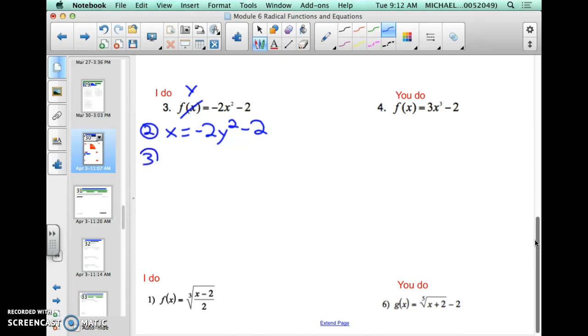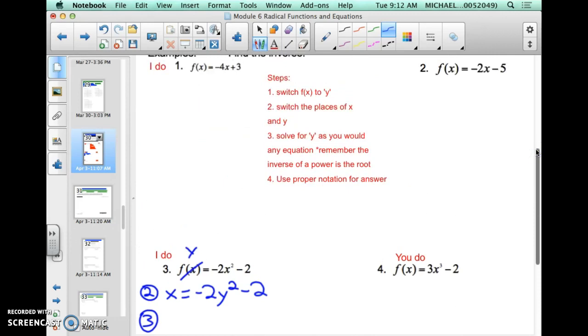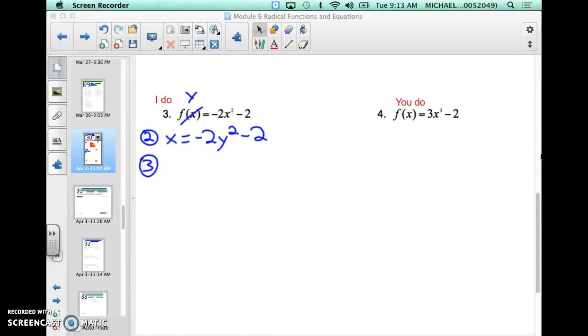Then the third step will look different every time, if you remember, but it says to solve for y as you would any equation. Remember, the inverse of a power is the root, and vice versa. So this is going to be a multi-step process. And I know that because my y is being multiplied with the negative 2. It has a power of 2, and also it has a 2 subtracting from it as well. So there's a couple different pieces I have to get rid of and move to the other side before I can get y by itself. Alright, so just consider that this will be a multi-step process for this specific one.